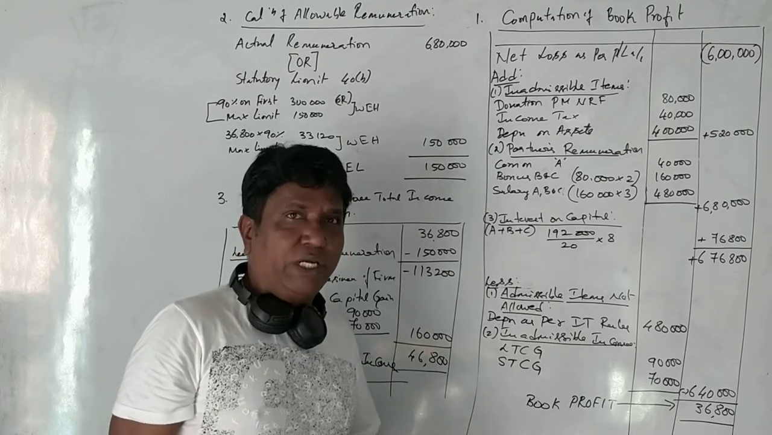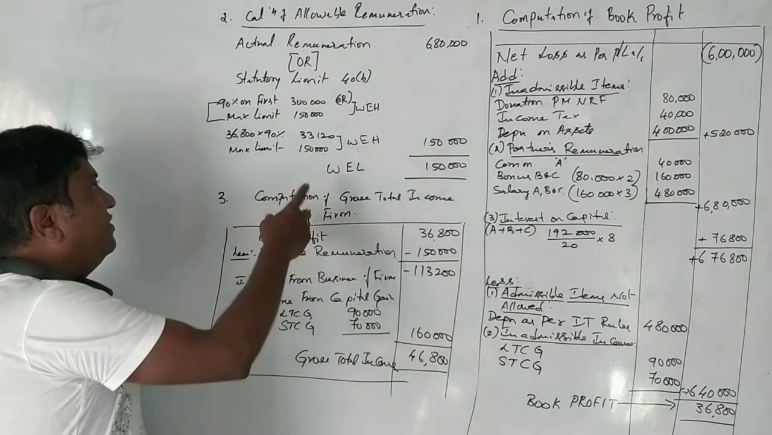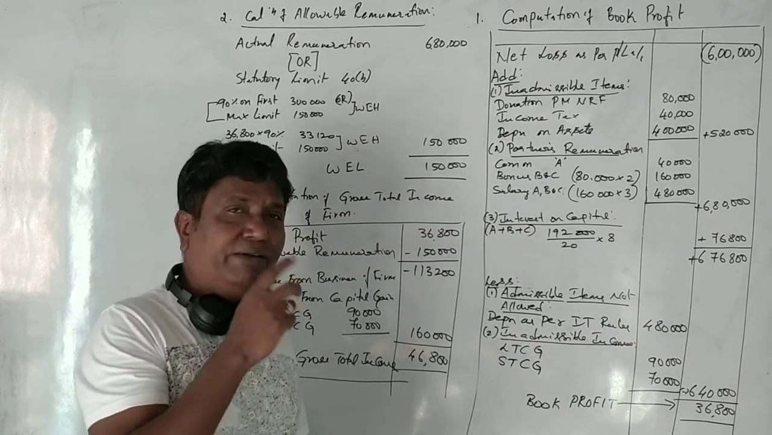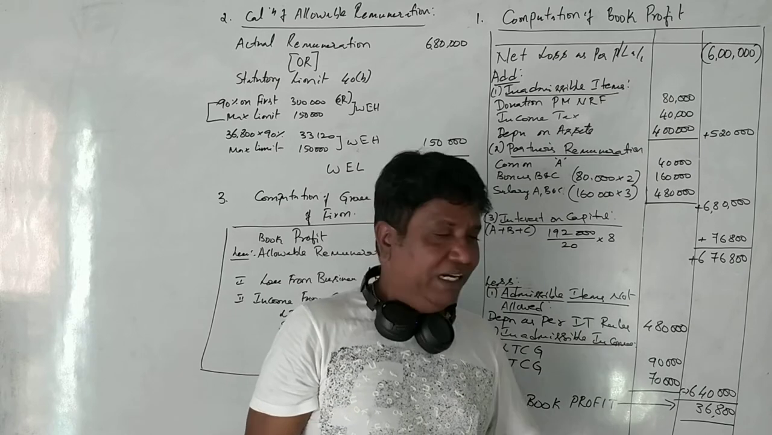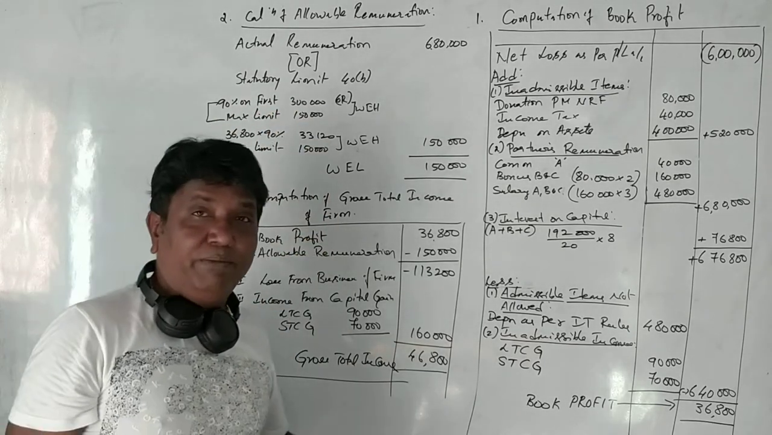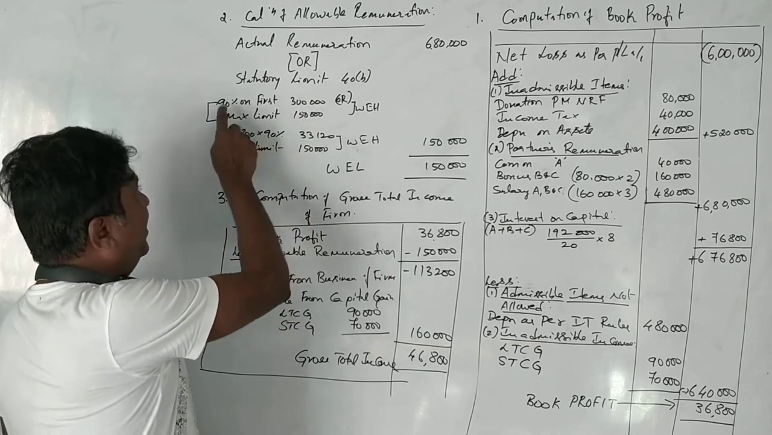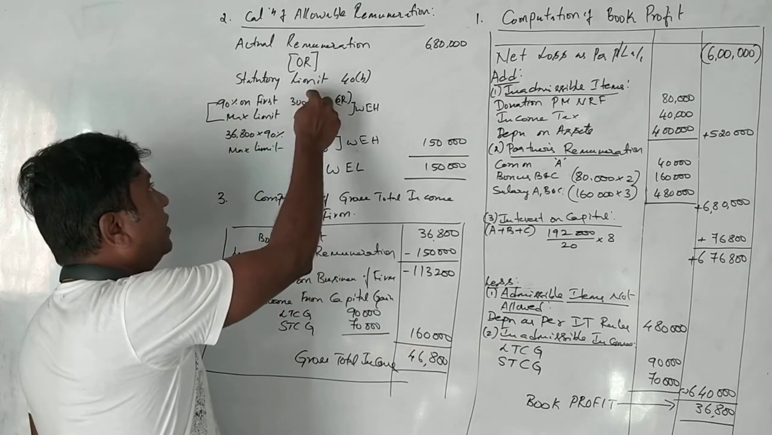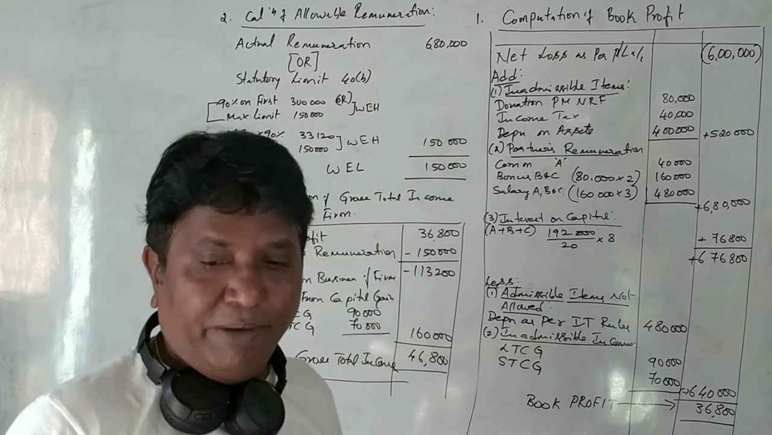Now what is to be done? We need to calculate the allowable remuneration of a partner. How to calculate? First, we take the actual remuneration, 6,80,000. We get it from here. My dear students, in the previous videos, when we learned allowable remuneration, the book profit was always 3 lakhs and above. But in this question, the book profit is only 36,800. Now, how to calculate? As per the statutory limit under 40B, on the first 3 lakh rupees of book profit we take 90%, which we compare with the maximum limit of 1,50,000. Whichever is higher, we used to compare with the actual remuneration. Am I right?